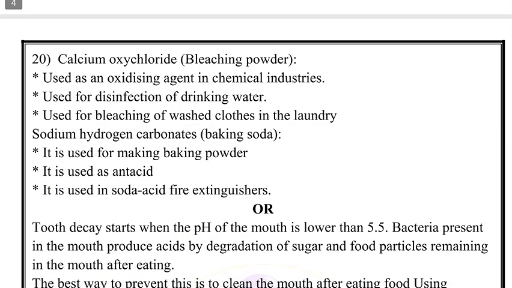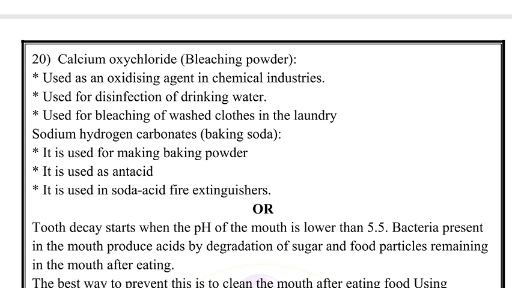Question number 20, that is the 8th main. Here we have 3 questions of 2 marks. Question number 20, list any 2 uses of bleaching powder and baking soda, or there is another optional question given: How is tooth decay caused in humans? How can it be prevented?